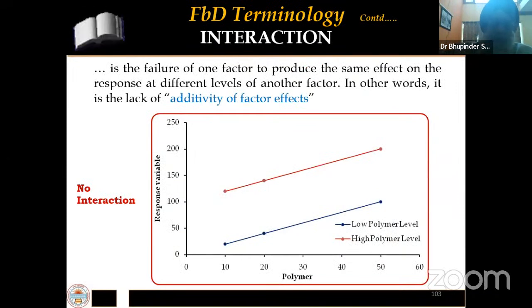So if the response variable or CQAs are parallel at various levels, it means there is parallelism, which indicates that there's no interaction. But this happens very, very rarely. When this happens, OFAT will not be yielding any misleading results. OFAT will be as good as that of DOE. But this happens very rarely, once in a blue moon.